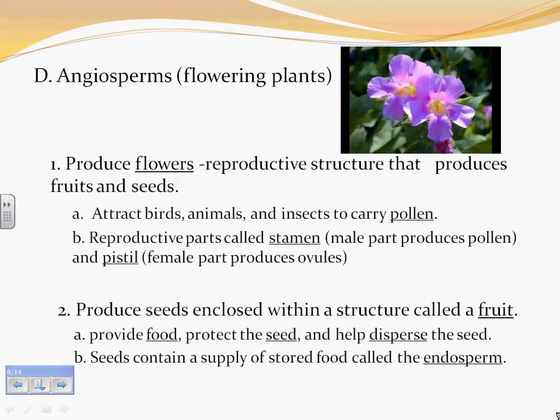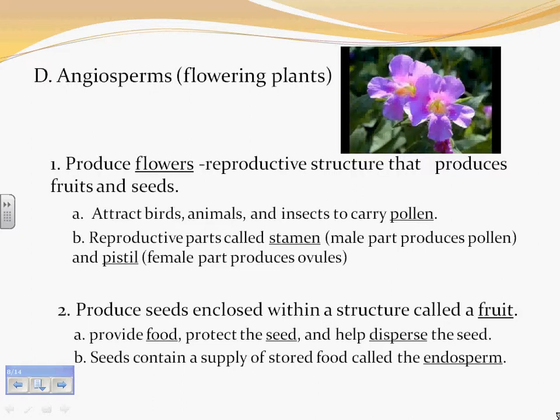Angiosperms are flowering plants. They produce flowers, which are reproductive structures that produce fruits and seeds. Flowers are used to attract birds, animals, and insects to carry pollen. The reproductive parts of the flowers are called the stamen, which is the male part that produces pollen, and pistil, which is the female part that produces ovules.